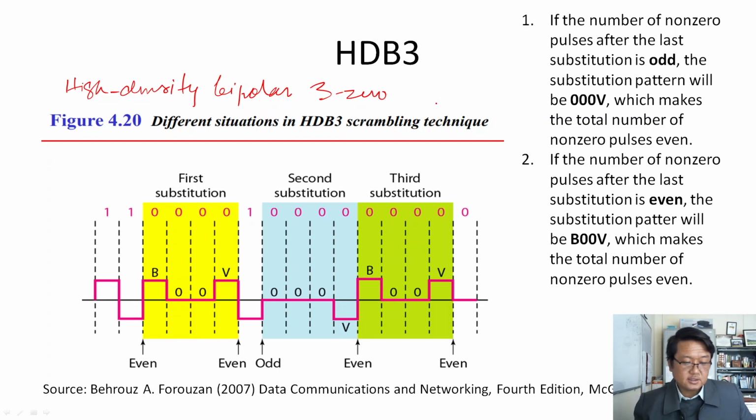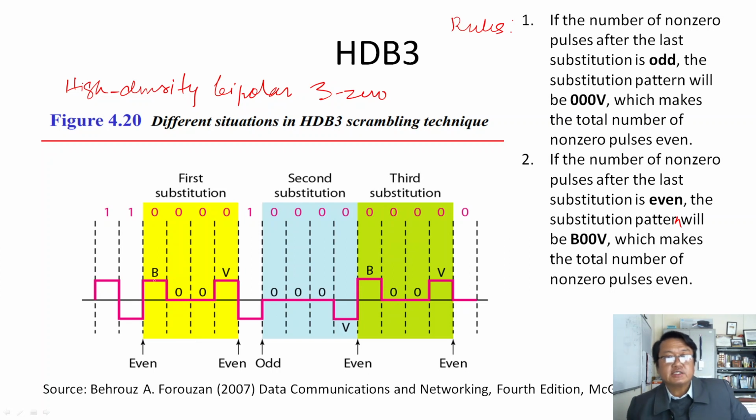Now this is based on these two rules. One is, if the number of non-zero pulses after the last substitution is odd, the substitution pattern will be 0-0-V (violation), which makes the total number of non-zero pulses even. If the number of non-zero pulses after the last substitution is even, the substitution pattern will be B00V, which makes the total number of non-zero pulses even. Now this is based on those two rules.